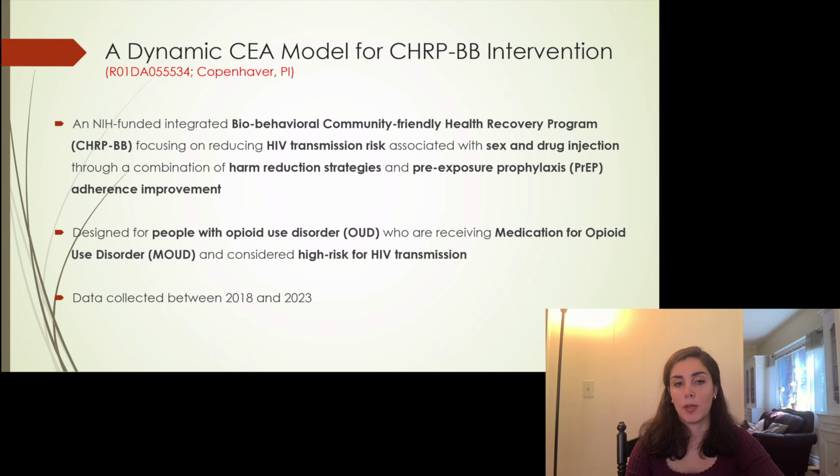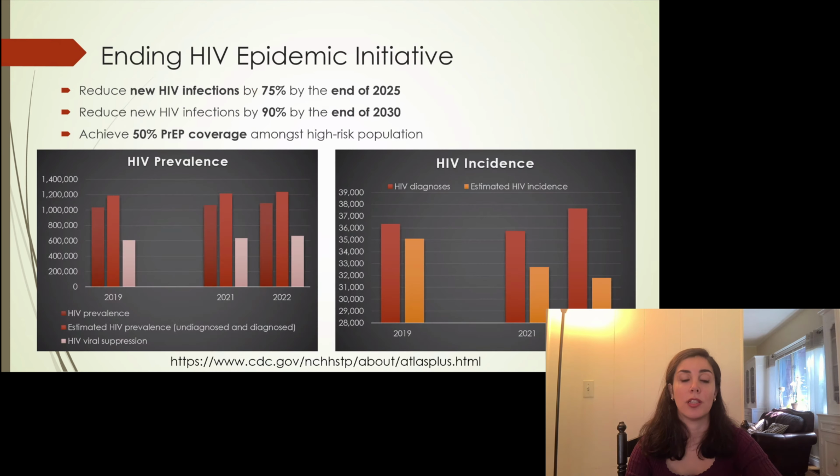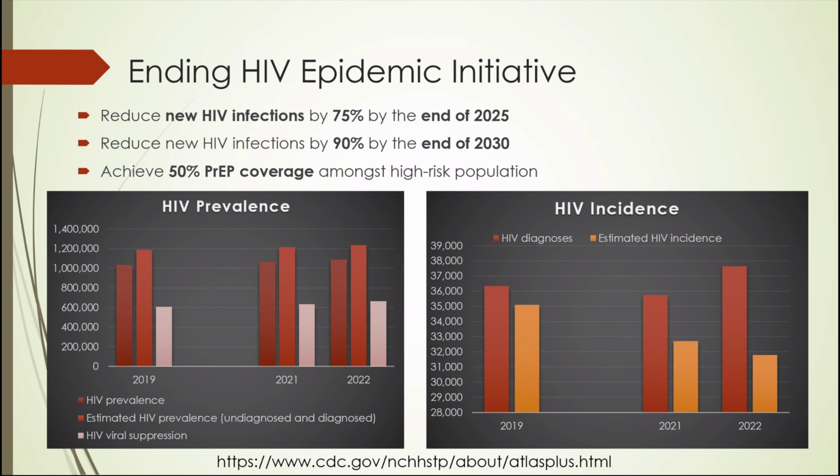The data collection happened between 2018 and 2023. This intervention is part of the big Ending the HIV Epidemic (EHE) initiative, which was introduced a couple of years ago with the goals of reducing new HIV infections by 75% by the end of 2025, and then by 90% by the end of 2030. One of the goals of the EHE initiative was to improve PrEP coverage amongst the high-risk population, which aligned with our study population.